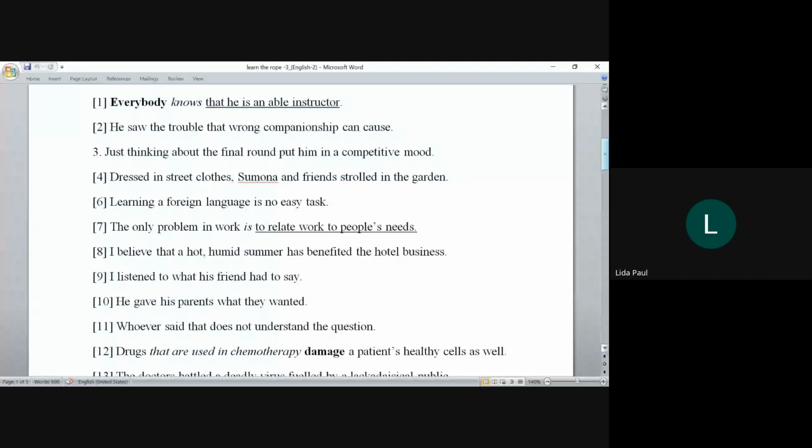So let's see if we can do one of these, although I don't think you will have questions like this for exams. It's not a part of your syllabus. But let's look at the sixth sentence at least. Learning a foreign language is no easy task. So which part is a subordinate clause? What do you think is in this particular sentence?